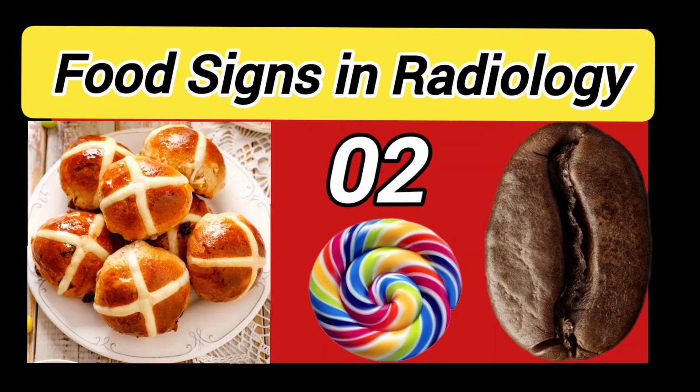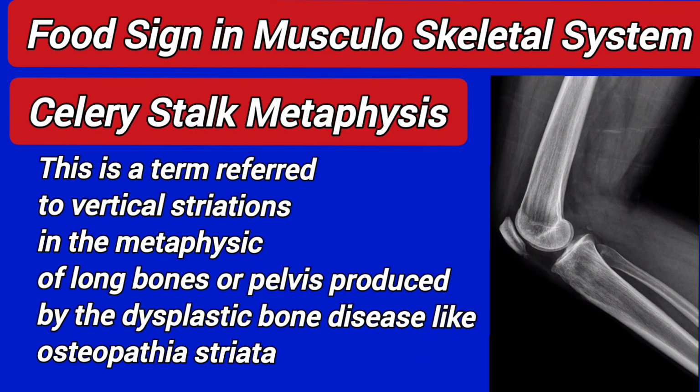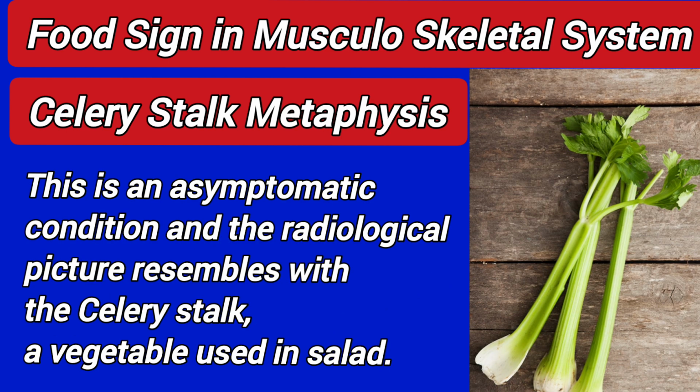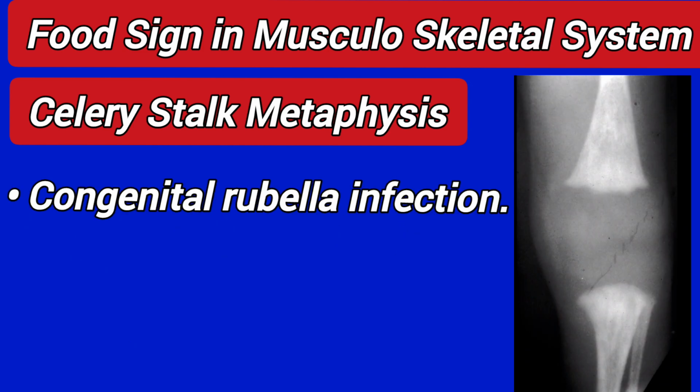Food signs in radiology. Celery stalk metaphyses. This is a term referring to vertical striations in the metaphysis of long bones or pelvis produced by dysplastic bone disease like osteopathia striata. This is an asymptomatic condition and the radiological picture resembles the celery stalk, a vegetable used in salad. A similar picture may also be seen in congenital rubella infection.